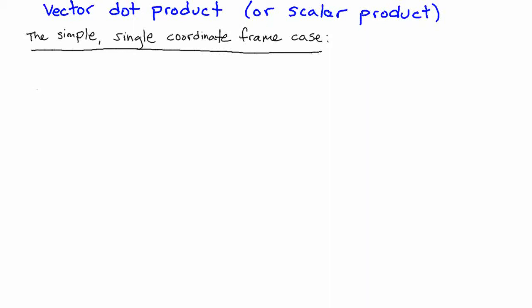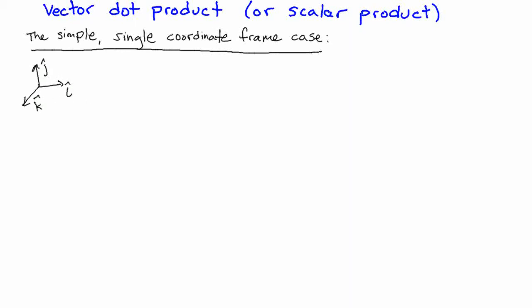Let's talk about the vector dot product, also known as the scalar product. We'll start with what's more familiar, which is the simple single coordinate frame case. And what I mean by a single coordinate frame is you're probably familiar with seeing a set of axes like this. This is a 3D coordinate frame.